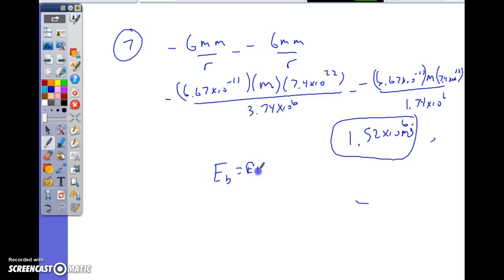Energy before equals energy after. The energy before we just said is 1.52 times 10 to the 6th times M. That's potential. Energy after is kinetic. M's cancel. Be really bored with that one by now.